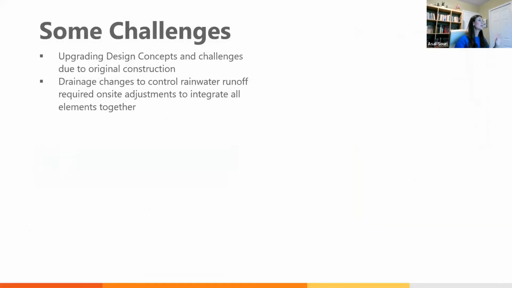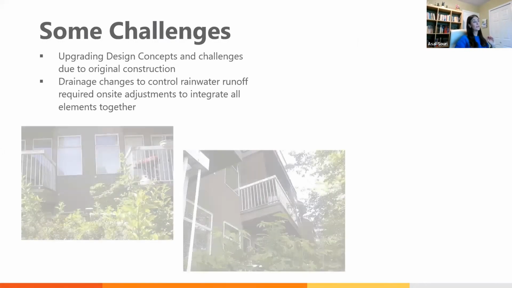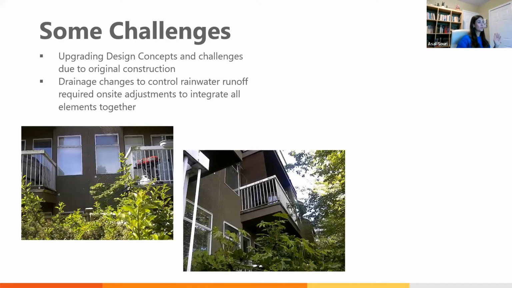Another challenge is when upgrading the design concept and we had to deal with the original construction or drainage changes to control rainwater runoff, which required on-site adjustment to integrate all elements together. Here is an example of our projects: all single glaze windows, all picket railings, top-mounted guardrails, and you can see the balconies are pretty close to the window frames. And in here, the owners also requested some runoff control so they don't have to deal with dirty dripping water from upper balconies onto their balconies.